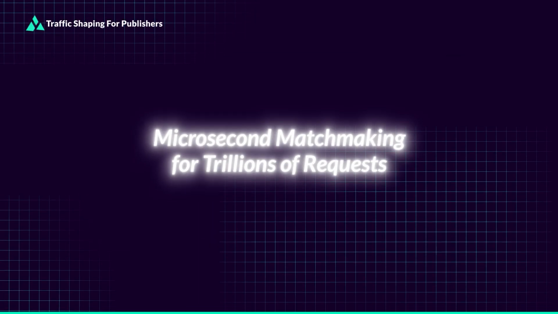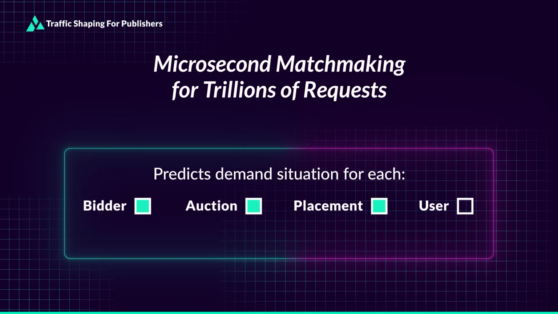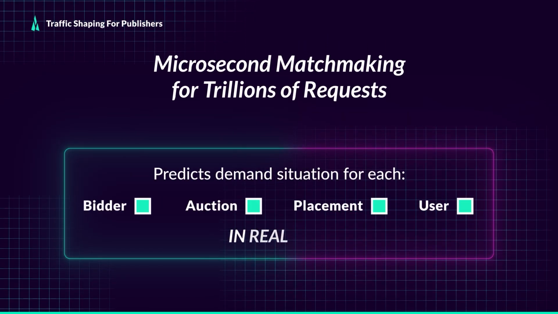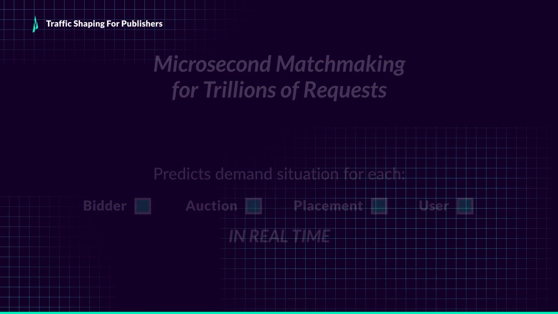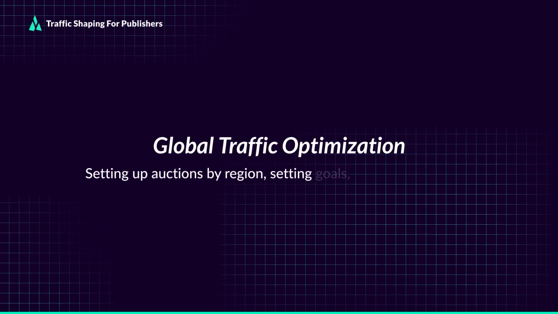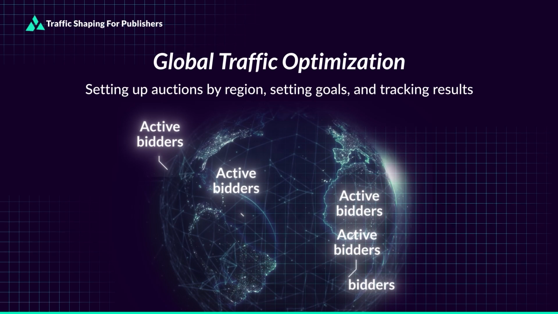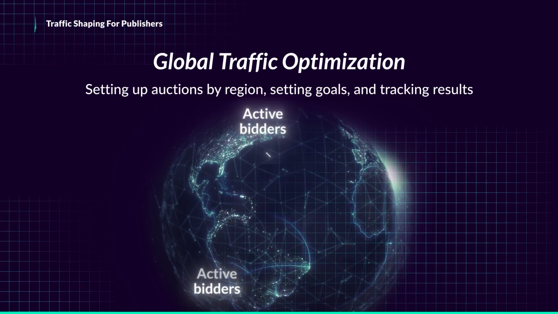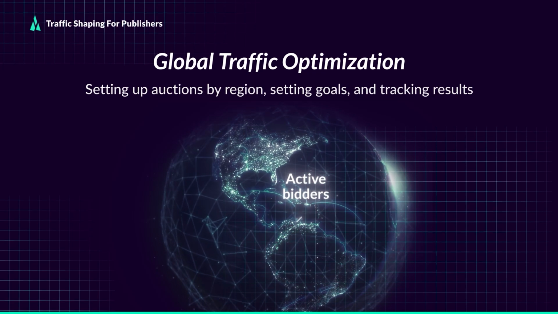By predicting the demand situation for each bidder, auction, placement, and user in real time, AY matches ad opportunities to the right demand partners within microseconds. With the traffic shaping solution for publishers, you can effortlessly optimize global user monetization. No longer worry about which bidders should be active in what markets. The system automatically matches it beyond human capabilities.